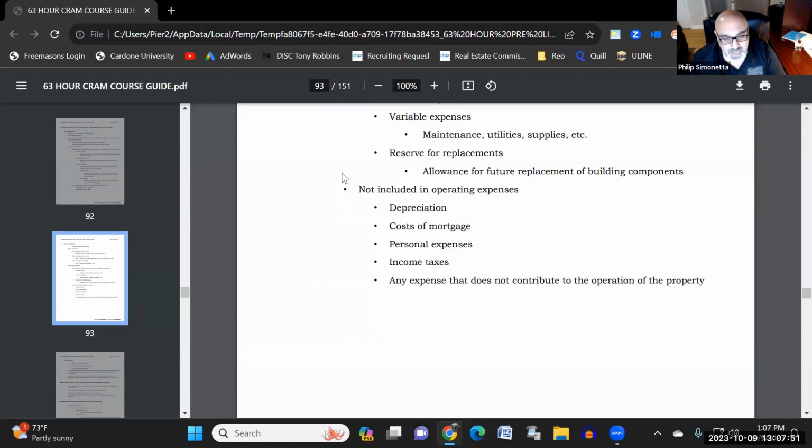You got to remember, not included in operating expenses is depreciation, cost of mortgages, personal expenses, income taxes, and any expense that does not contribute to the operation of the property. Okay, they're not included in operating expenses.